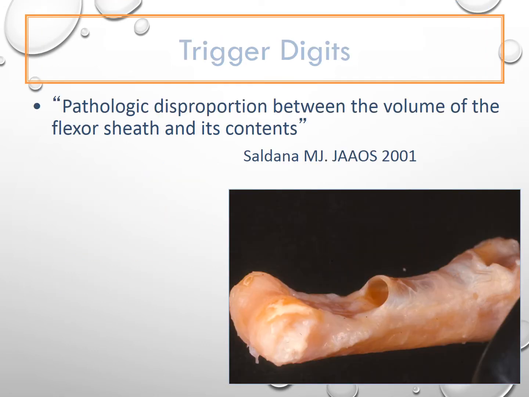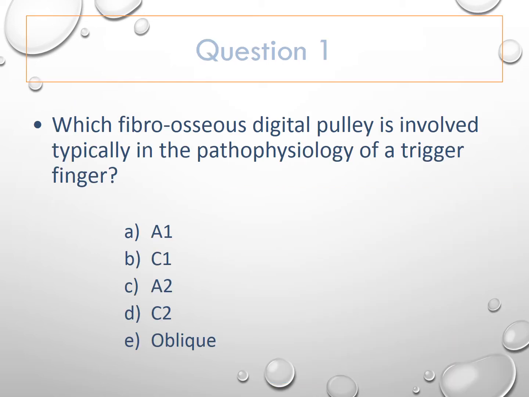Trigger digits is a pathologic disproportion between the volume of the flexor sheath and its contents. I added some questions in order to help with the OITE and boards. Which fibroosseous digital pulley is involved typically in the pathophysiology of a trigger finger? The A1 pulley.